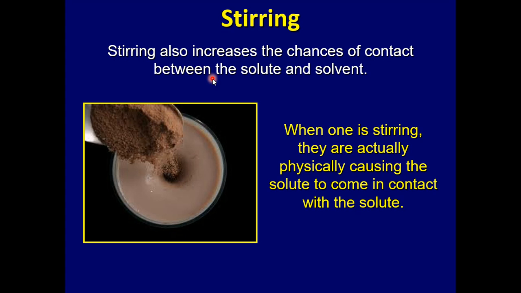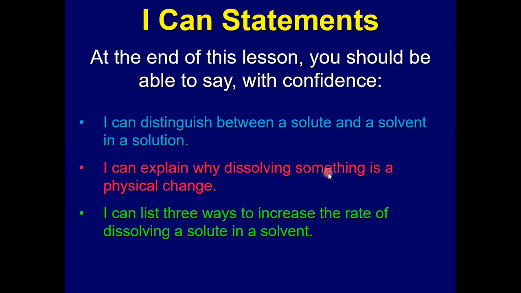The third one is stirring, and that's just you physically causing that contact to take place when you stir something. So those are the three ways that you can increase the rate of dissolving: increase the temperature, increase the surface area, and stir.